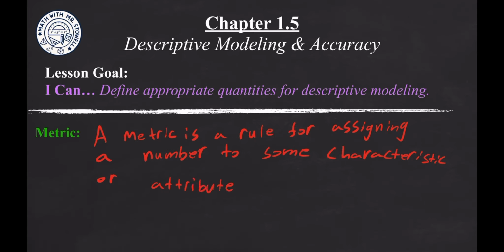One way we think about metric is with teachers. Teachers have a grading scale. The way that they grade you is a metric. The fact that you get a letter grade, an A, a B, a C, or a D, that is a metric right there. It's a rule, a guideline that is assigned a number or some sort of characteristic. We know that an A is a certain percentage. We know that a B follows a certain guideline. So a metric is a rule for assigning a number to some characteristic or attribute.